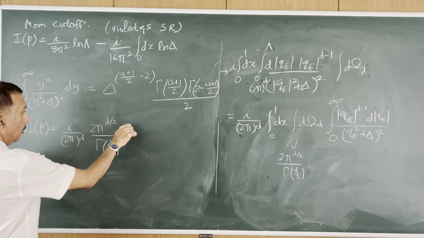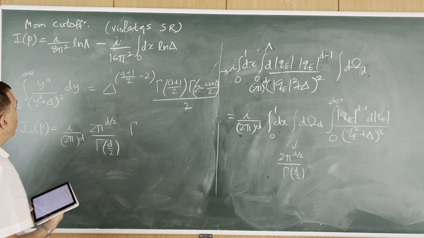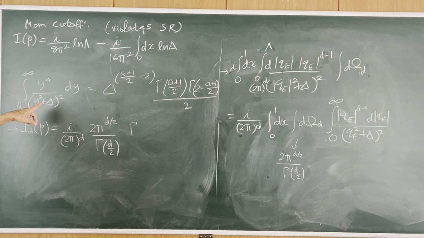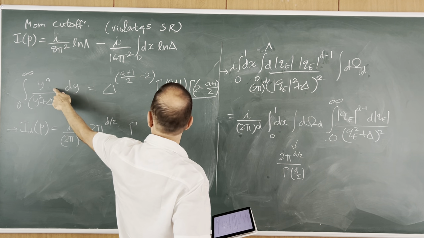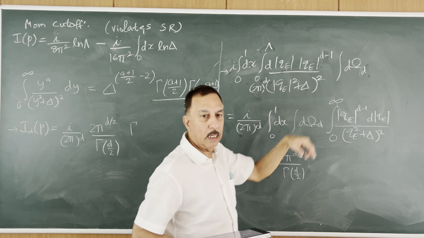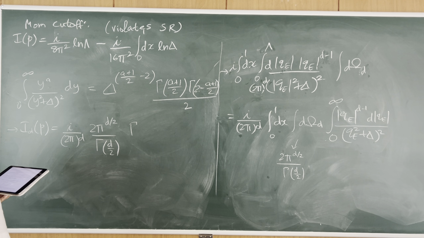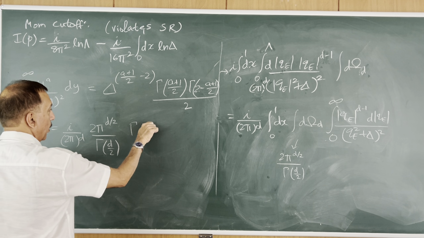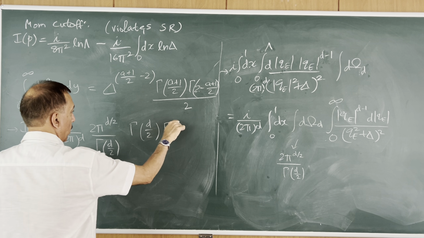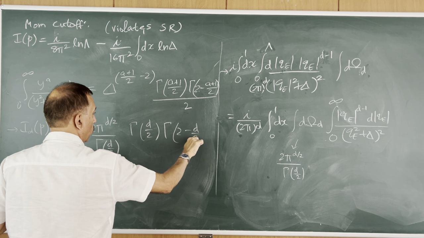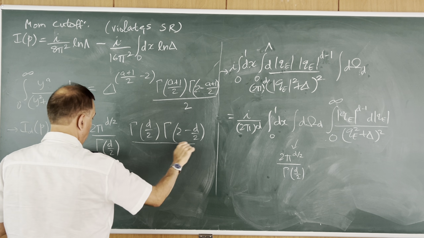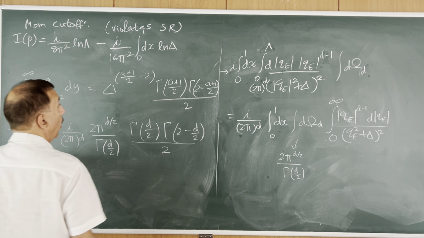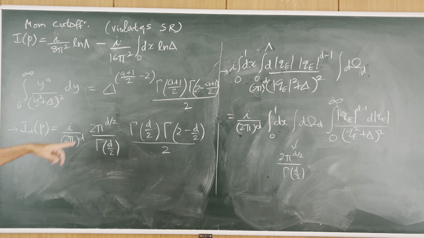That factor. So it turns out a plus 1 by 2 is just d, because this should be a, and here it's d by 2, because a is d minus 1. So it should be d by 2. So this is gamma of d by 2. The other one is gamma of 2 minus d by 2. And downstairs there should be a 2. And what happened? There's a delta.